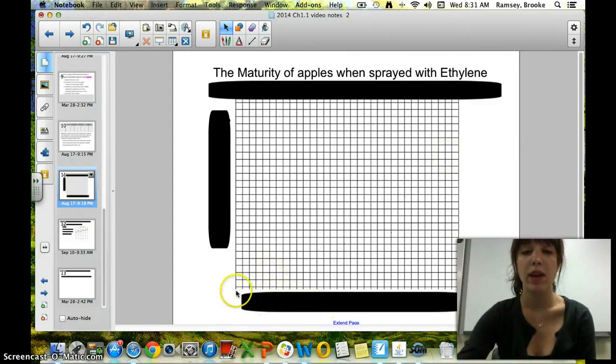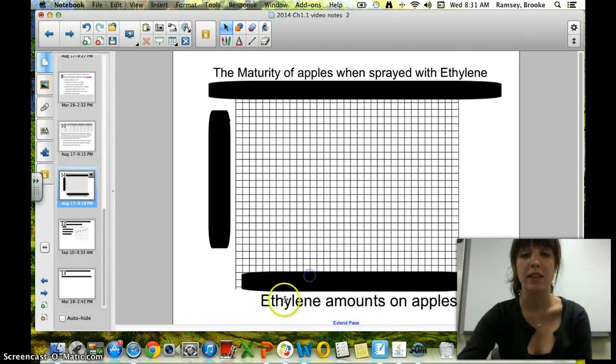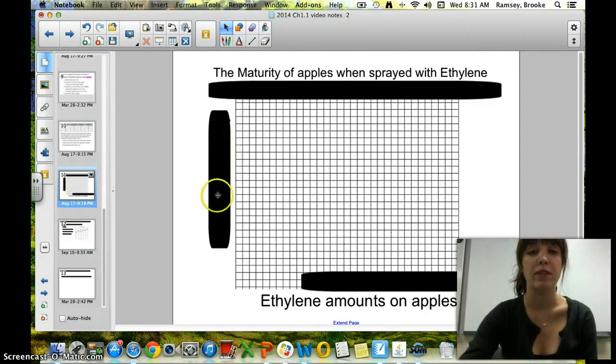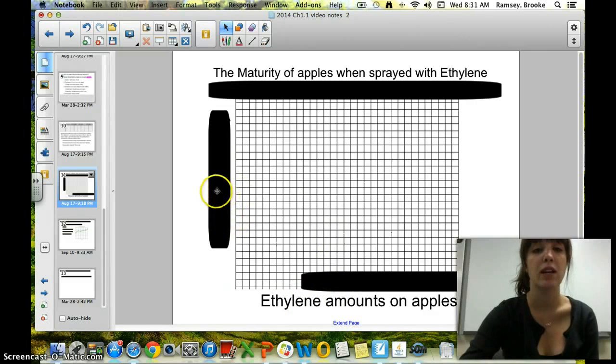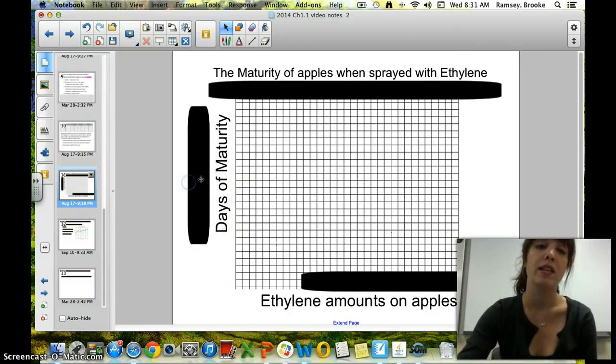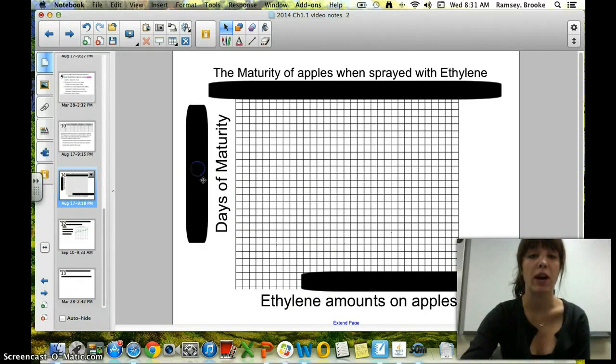And let's take a look at what we have on our x-axis. And remember, the x-axis is our independent variable, and our independent variable is ethylene amounts on apples, so the amount of ethylene that we sprayed on apples. And now the dependent variable, this is the variable that's going to depend on the amount of ethylene sprayed. That is what we're looking at, change over time. And we have days of maturity on our y-axis.